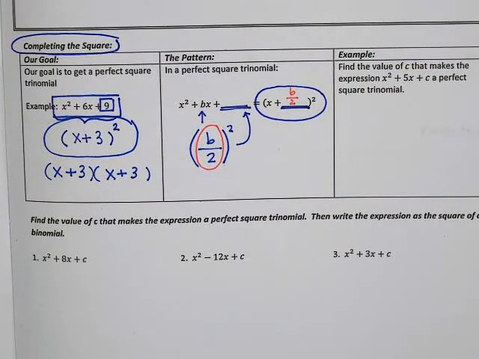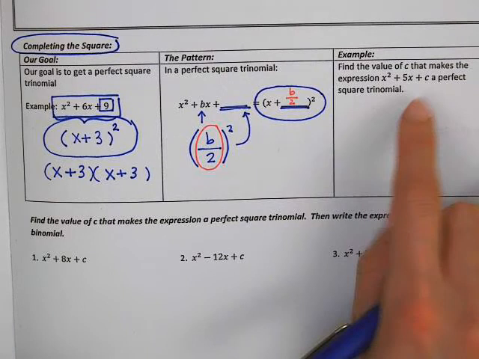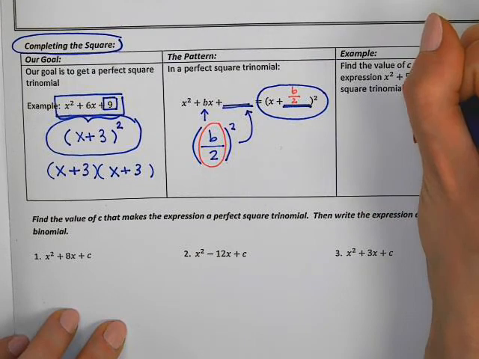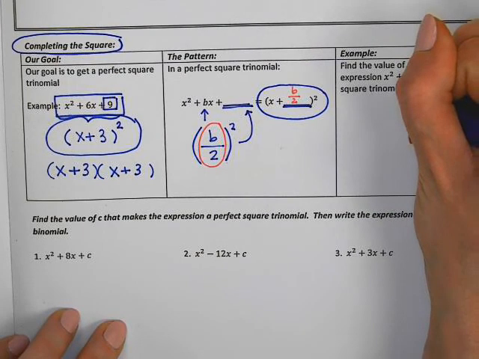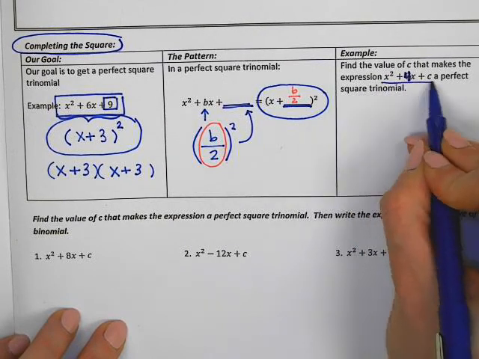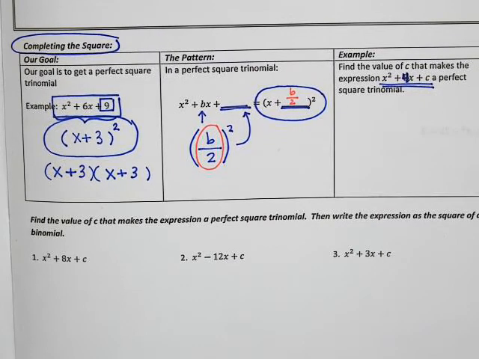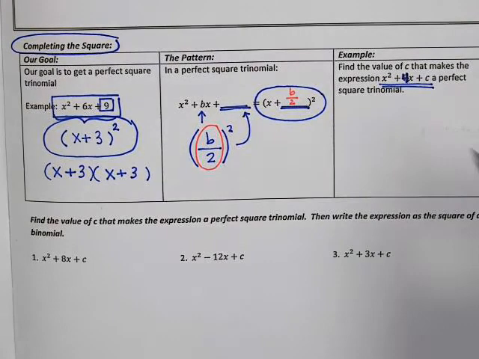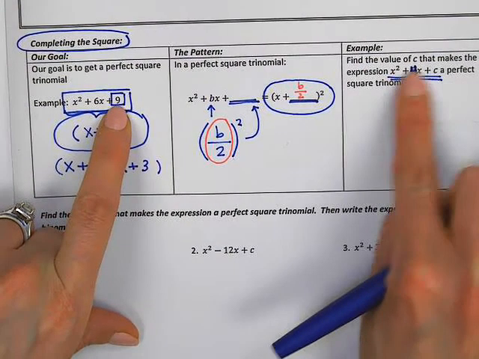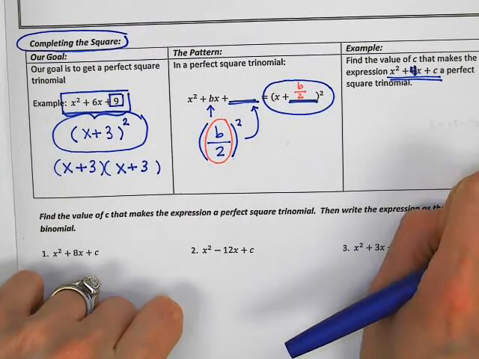Okay, so let's try an example. So first of all, no, we're not doing this one. We're going to change it. Can you guys make this a 6? No, not a 6. Make it a 4. Make this a 4, please. And let's try this one. Okay, so it says find the value of c. So find that third number that would make this a perfect square trinomial.